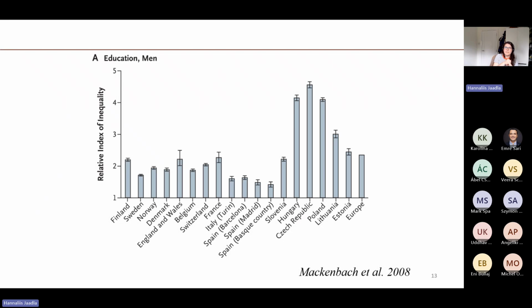And how they characterized education, they used a categorical variable again, where the lowest level was no education or primary education. Then they had lower secondary education, higher secondary education, and tertiary education, so different categories. And they estimated the relative index of inequality. As I mentioned, this is a very common measure in public health literature, so it's a regression-based measure.